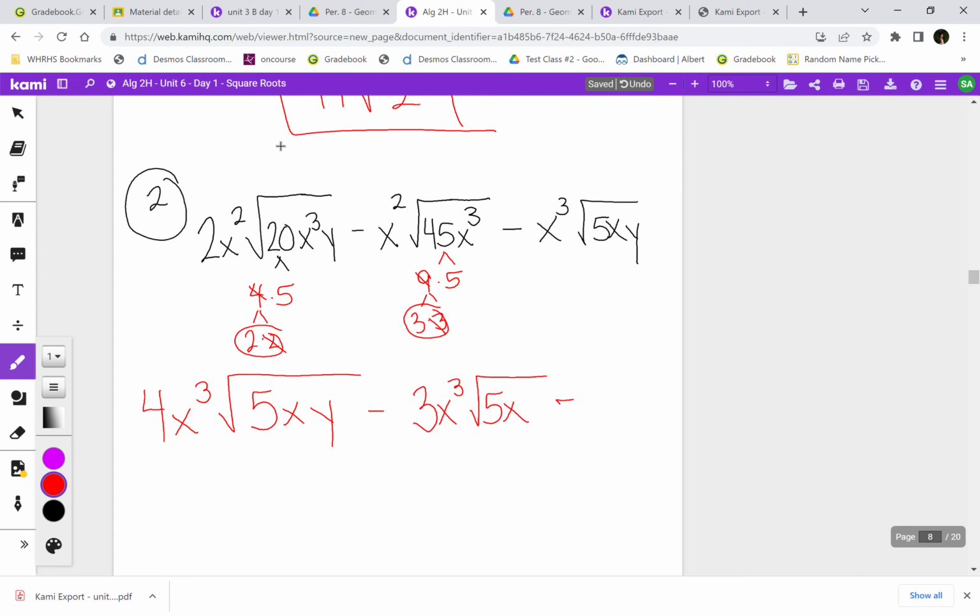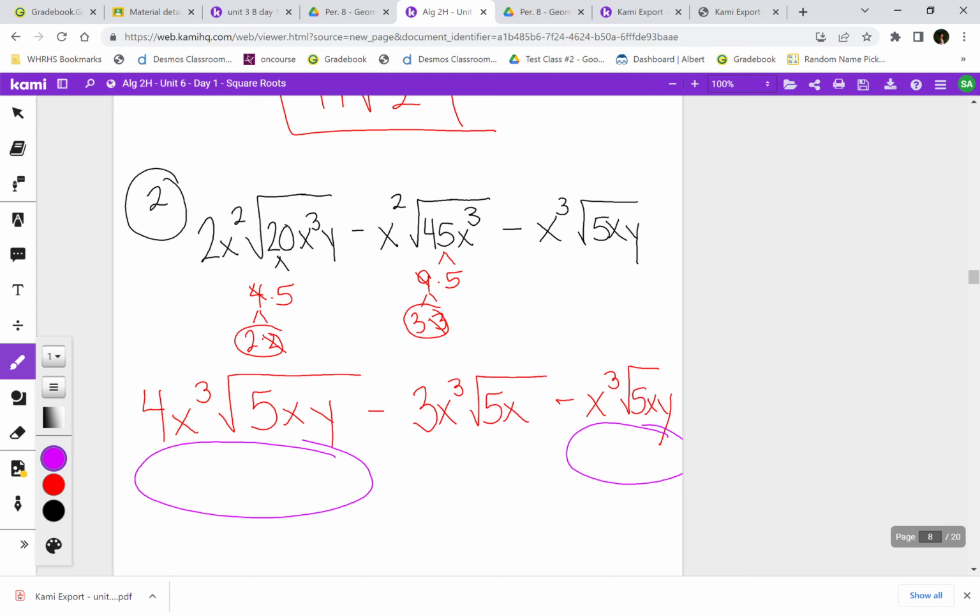The last one is already simplified. There's nothing else we can do there. So when I go to combine my like terms, I have this one and this one are like terms. How come this second one is not considered a like term with the first two? There's no y in the root. Good. There's no y in the radicand.